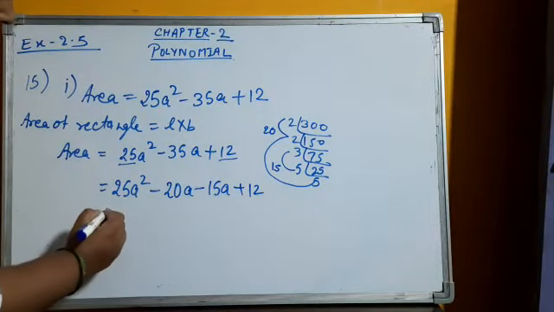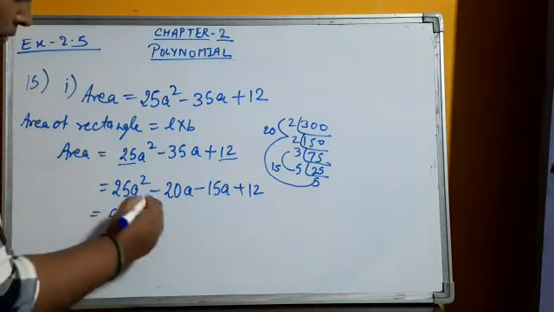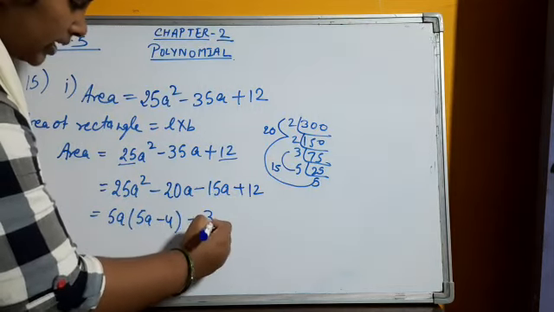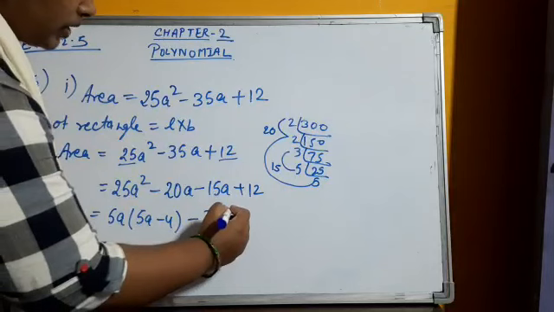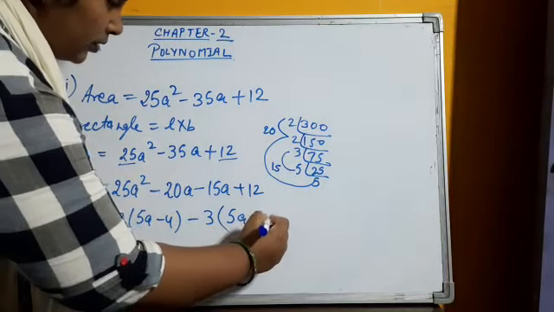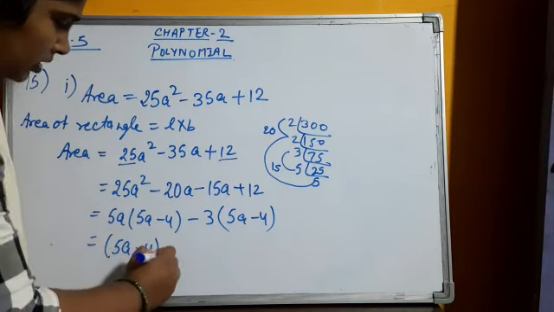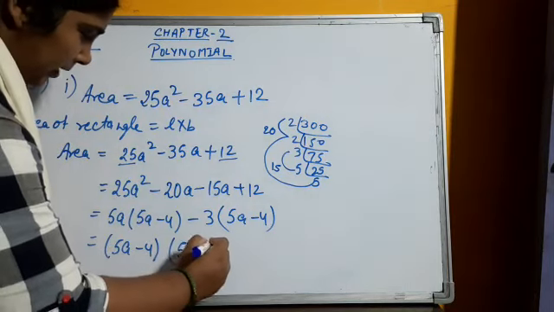From these two we can take out 5a common. What is coming inside? 5a − 4. From these two we can take out 3 common. We have 5a − 4. So it can be written as (5a − 4) into (5a − 3).